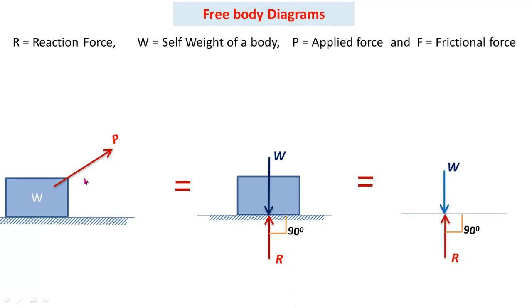Now you have to consider this pulling force as it is. Here the direction of motion of this block is the right side. Then you have to consider the opposite frictional force. So here the direction of motion is right side, so you have to consider the left side direction for friction. This is the applied pulling force.